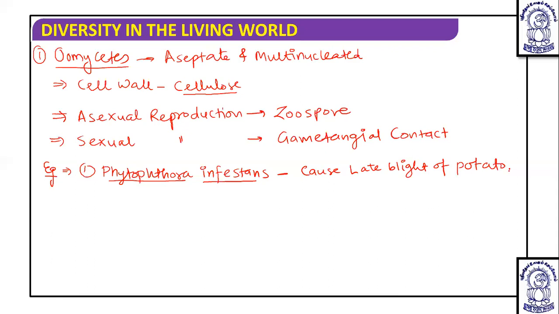Late blight of potato means there are different colored patches or blights on the potato late in the season, and due to this late blight of potato, one havoc was produced in Ireland that is known as famine of Ireland. And during that time, that is in 1845, the availability of potato was reduced due to this infection. Apart from this, the second example is Albugo candida.